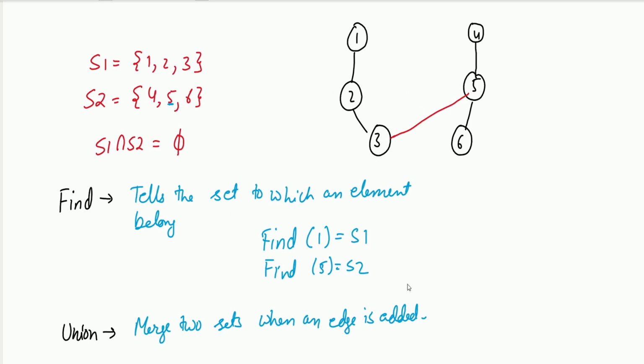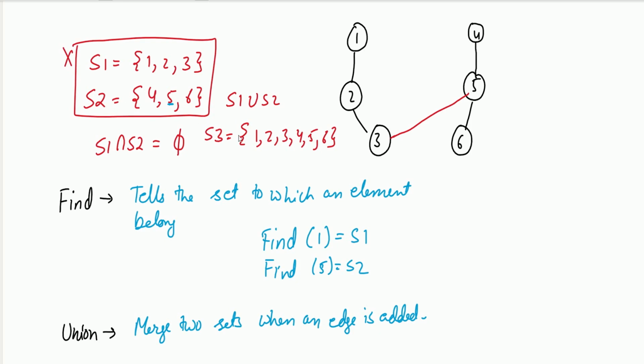When we perform union, it is similar to our mathematical union. So here we will do S1 union S2 and this will give me another set S3 which will have 1, 2, 3, 4, 5, 6. Now since we have performed union, we will not have those sets. These sets vanish and only S3 will be there, right? So this merge operation merges two sets when an edge is added between them.